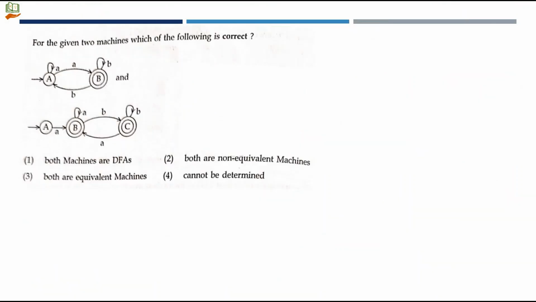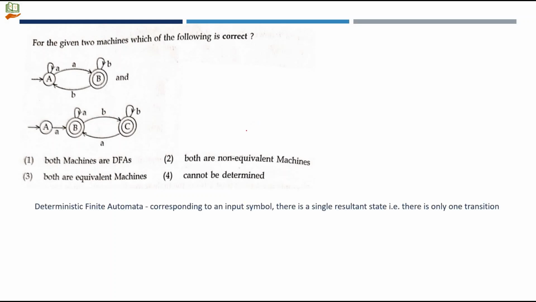Next question. For the given two machines, which of the following is correct? Based on the options, we have to first find whether they are DFA. What is a deterministic finite automaton? Corresponding to an input symbol, there is a single resultant state. That is, there is only one transition.